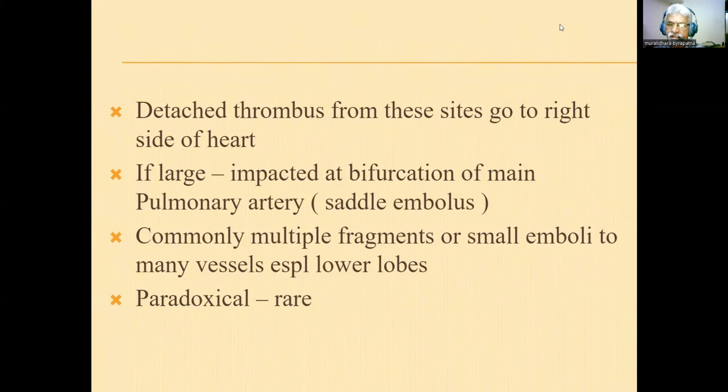The thrombus gets detached from these sites and goes to the right side of the heart. Then from the right side of the heart, it is carried by the blood flow to the lung. If large, impacted at the bifurcation of the main pulmonary artery, it is called a saddle embolus. That is the picture I showed you. Commonly, there are multiple fragments or small emboli to many vessels, especially those of the lower lobes.